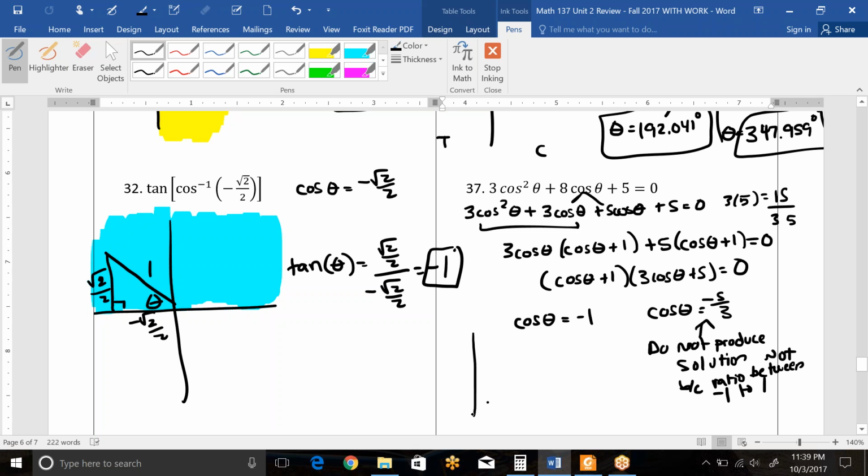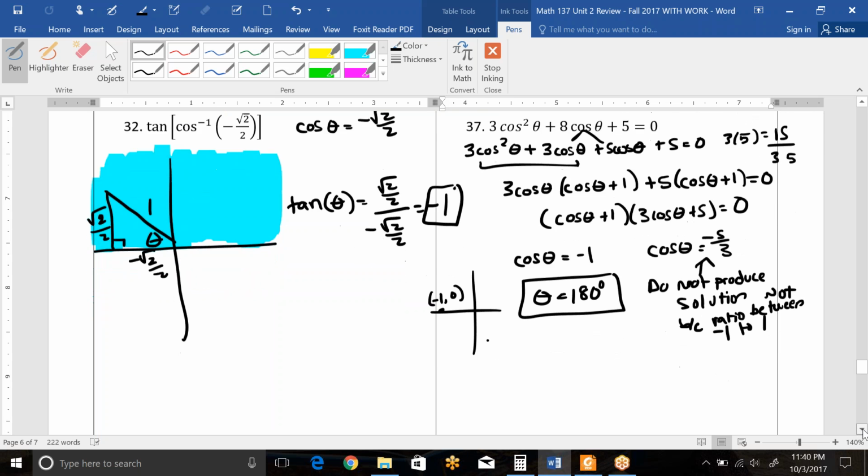This one is a very specific case. Cosine is -1, that means your x is -1. That only occurs at one point. So since they want this in degrees, that theta is 180 degrees. So that's a singular solution. There's no other place where x is -1 on the unit circle. So that's the only solution.